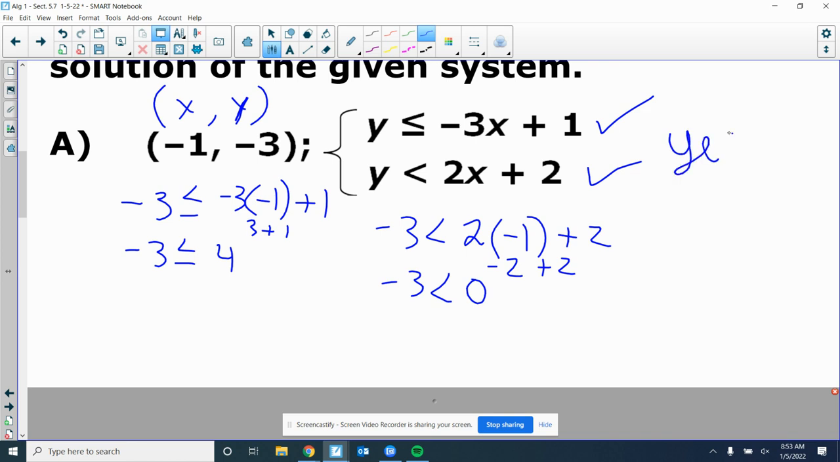So yes, it is a solution. So we're doing the same thing as yesterday. We just have to do it twice. That's it. Well, is that one a solution? Yes, it is. All right, good.